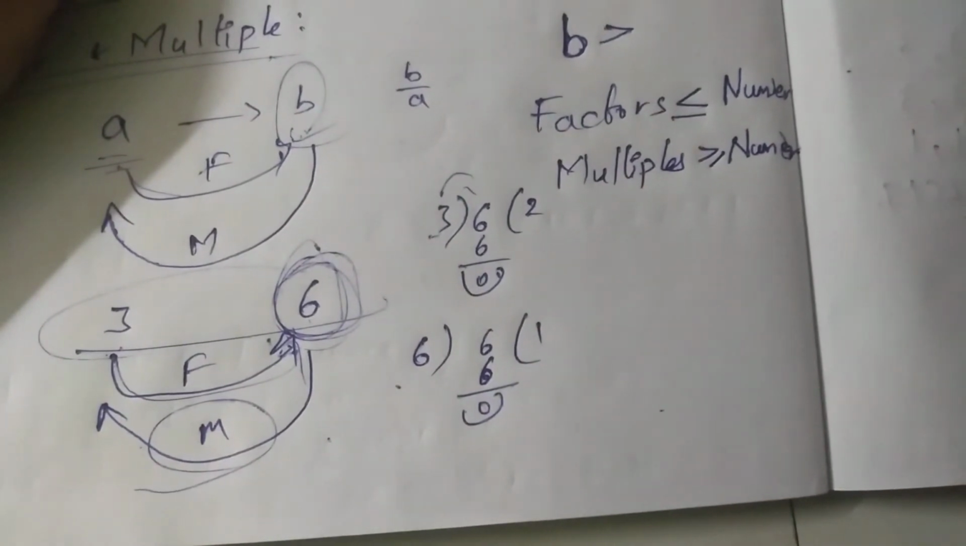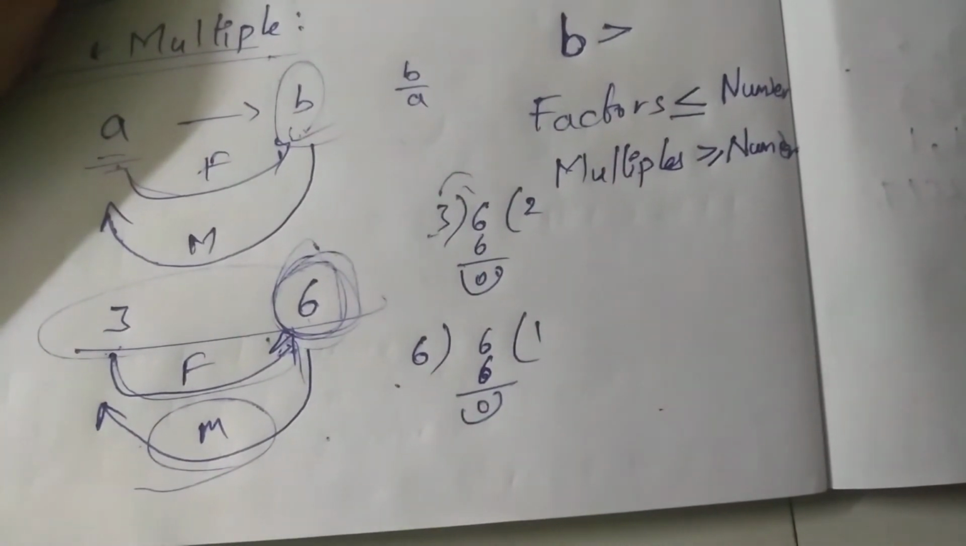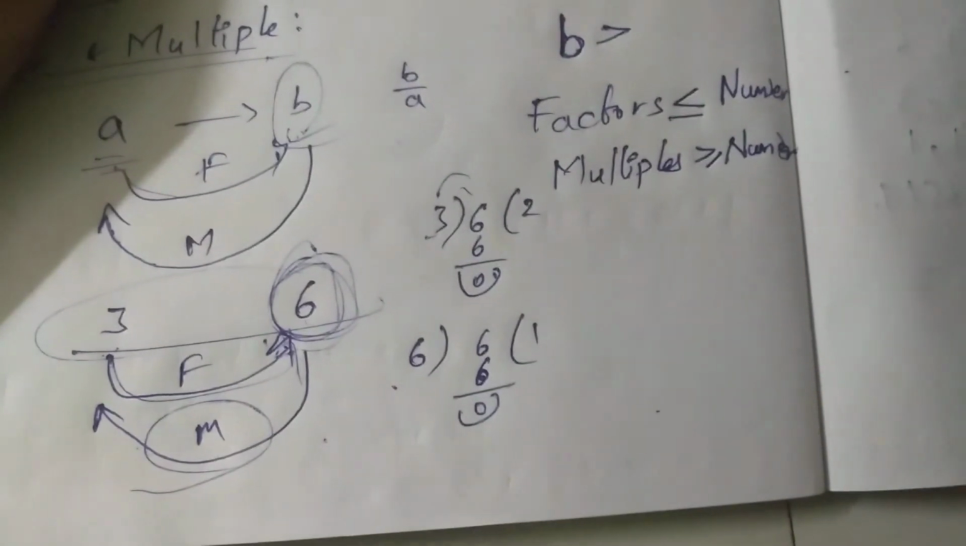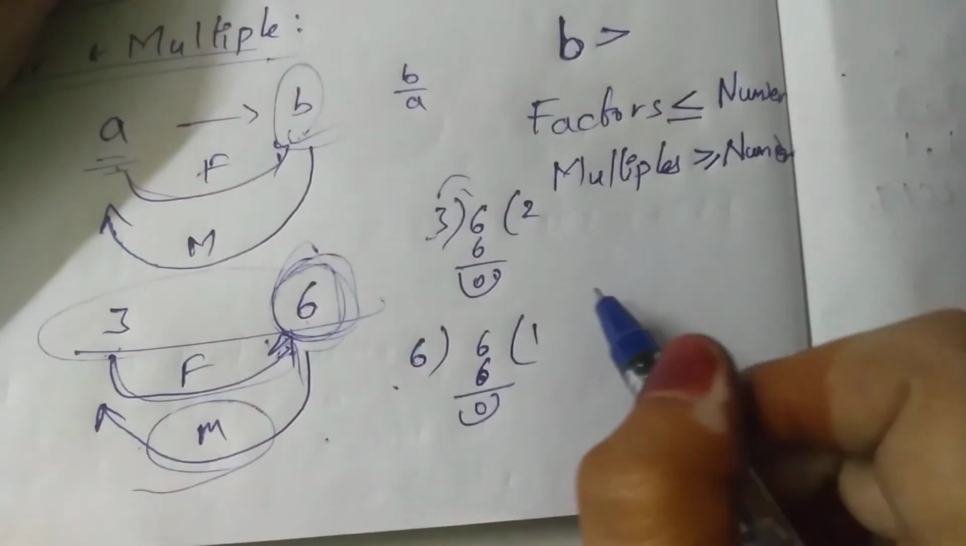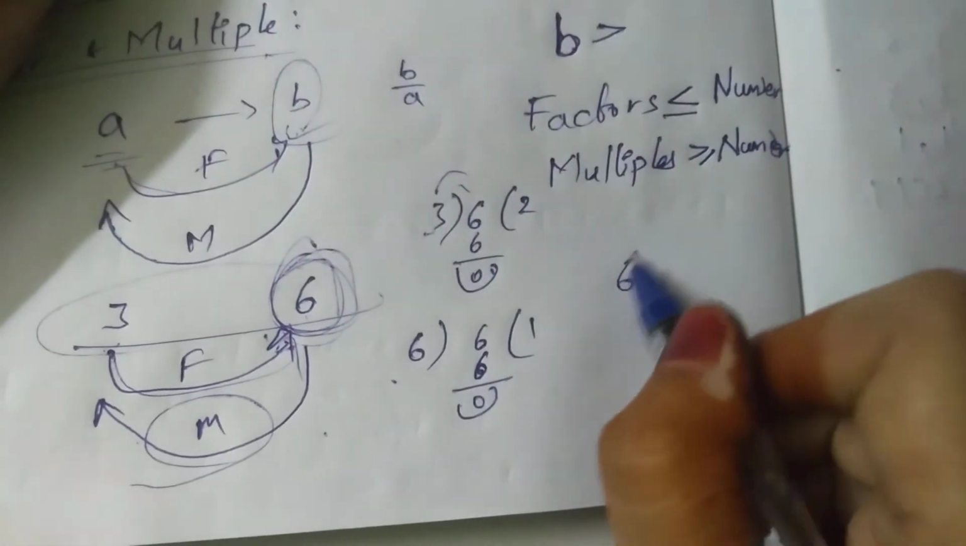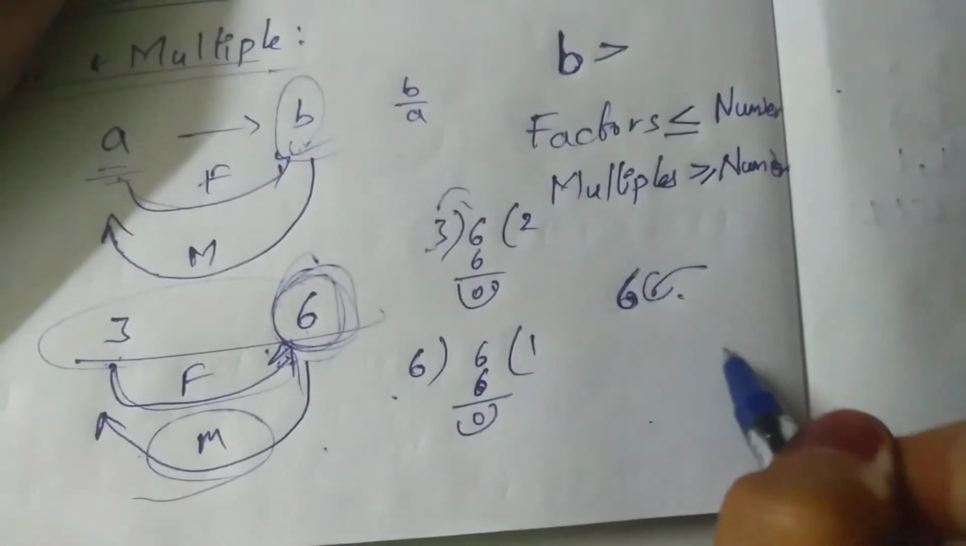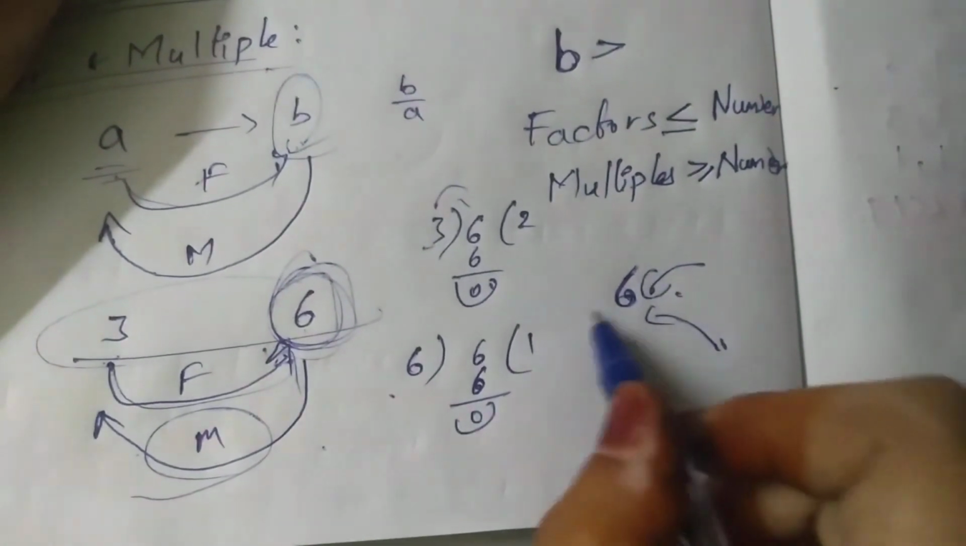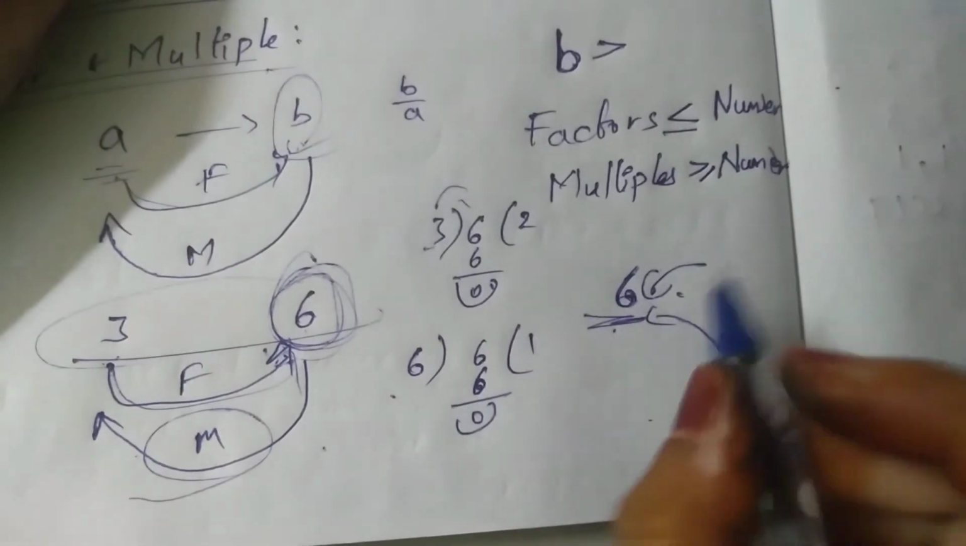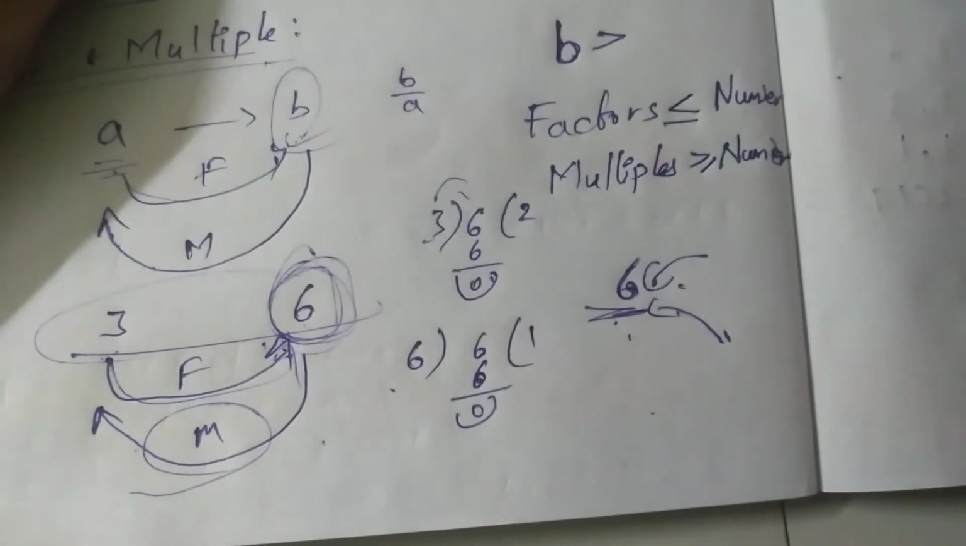A number which is both factor and multiple to that particular number is itself. For 6, the number 6 is itself a multiple and it is itself a factor. The number itself is said to be factor and multiple.